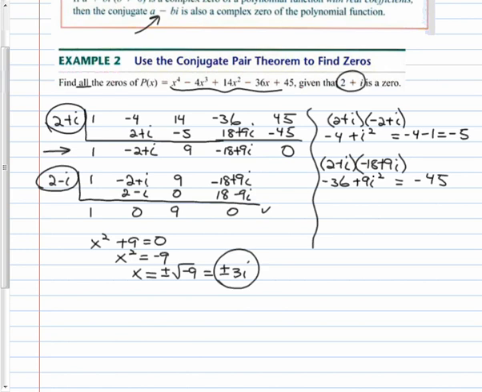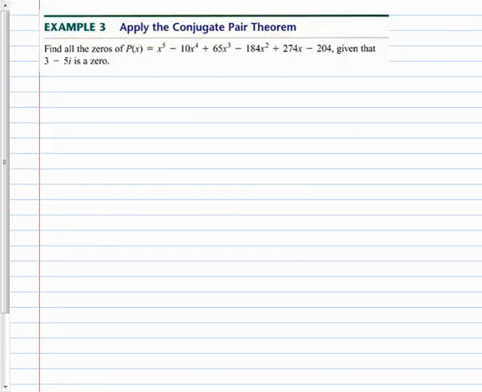So knowing that anytime I have a complex 0, its conjugate must also be there, allows us to figure out all the zeros. Find all the zeros of a polynomial. What degree is this one? 5th degree. How many zeros am I going to have? 5 of them. 3 minus 5i. We get practice, and this one will be a little bit more time consuming than the last one. It's a 5th degree, and also it won't quite go to all those integers as fast.